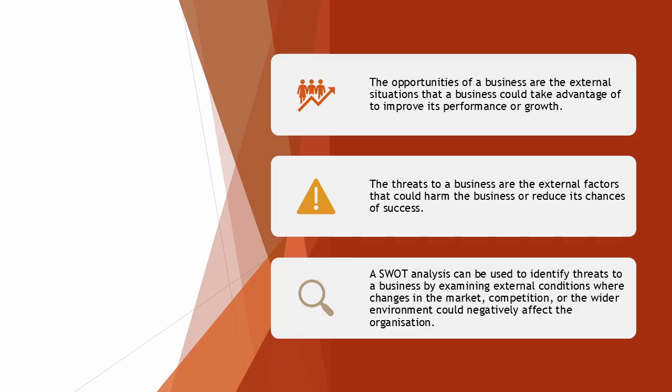The opportunities of a business are the external situations that a business could take advantage of to improve its performance or growth. The threats to a business are the external factors that could harm the business or reduce its chances of success. A SWOT analysis can be used to identify threats to a business by examining external conditions where changes in the market, competition, or the wider environment could negatively affect the organization.